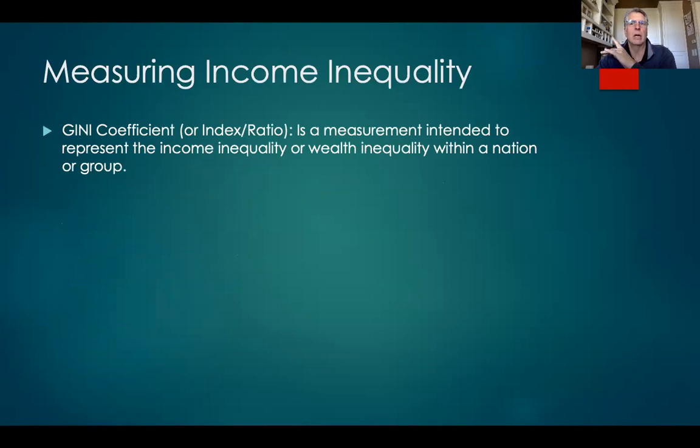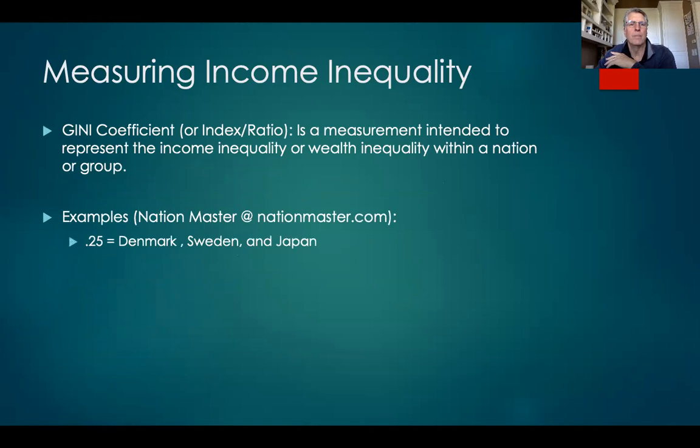All right, measuring income inequality. A Gini coefficient is a measurement intended to represent the income inequality or wealth inequality within a nation or group. So it goes from 0 to 1, right? And Denmark is the lowest at just under, but rounded to 0.25. Sometimes people get rid of the point and just call it 25 on the 0 to 100 scale. So 100 is the greatest inequality, 0 is everybody's equal. There's no country where everybody's equal, right? That's idealism, that's utopia, that's fantasy, right?